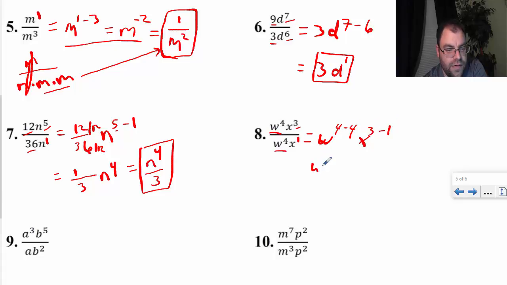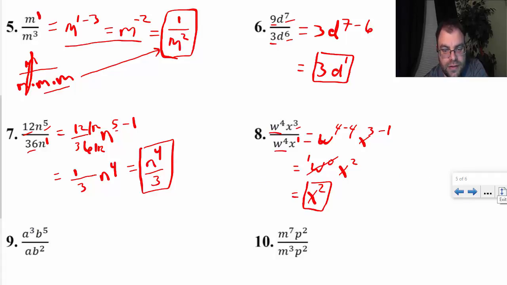4 minus 4 is 0. Everybody knows that. And 3 minus 1 will be 2. So this is w to the power of 0 times x squared. Anything to the power of 0, as we've already discussed, is the same thing as 1. So basically this answer is 1 times x squared, which is just x squared. That's your final answer. It's reduced to that.